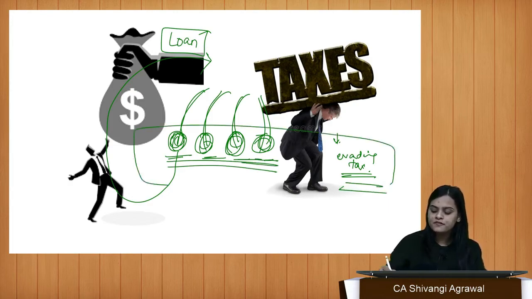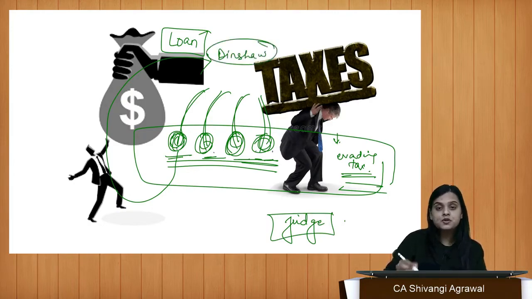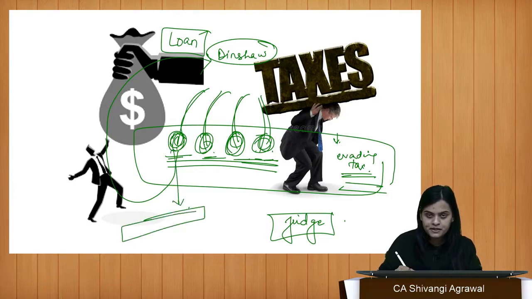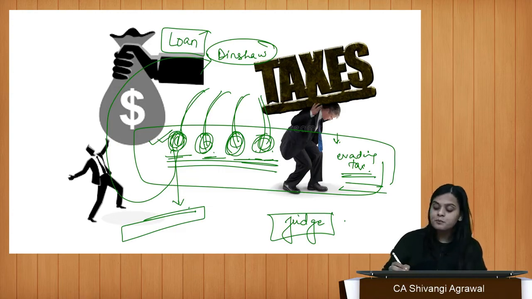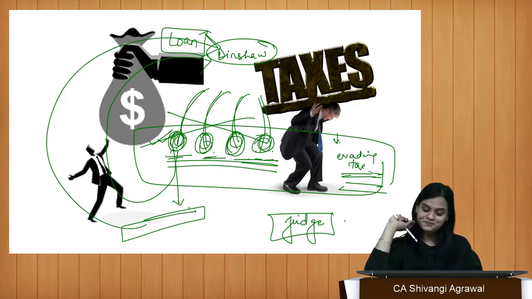And since they were formed only for the purpose of evading tax, the judge said, although these companies are different from Mr. Dinshaw, Mr. Dinshaw is a separate entity and these companies are a separate entity, so the income of this particular company should be treated as income of this particular company only. But since these companies are formed for evading taxes, we will disregard this corporate personality and consider this income as of Mr. Dinshaw only. So in this case, the judge actually went out to lift the corporate veil. Clear?